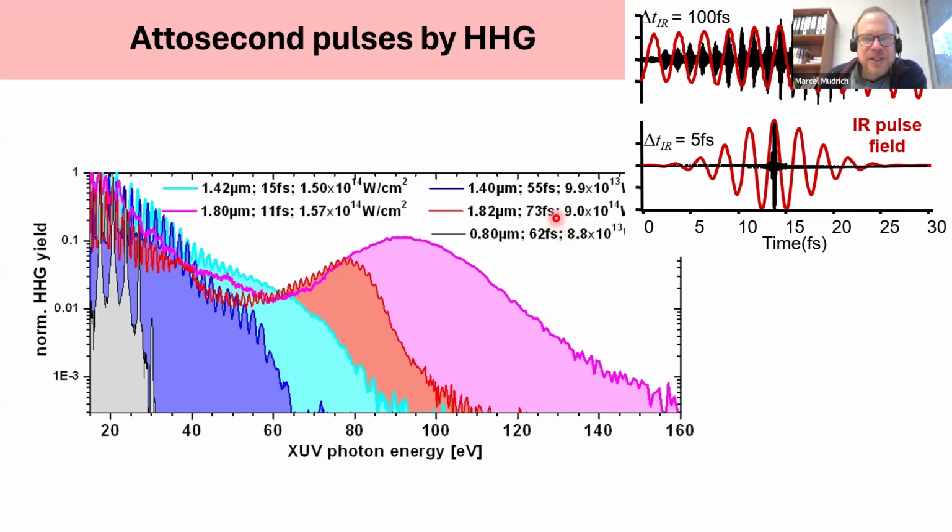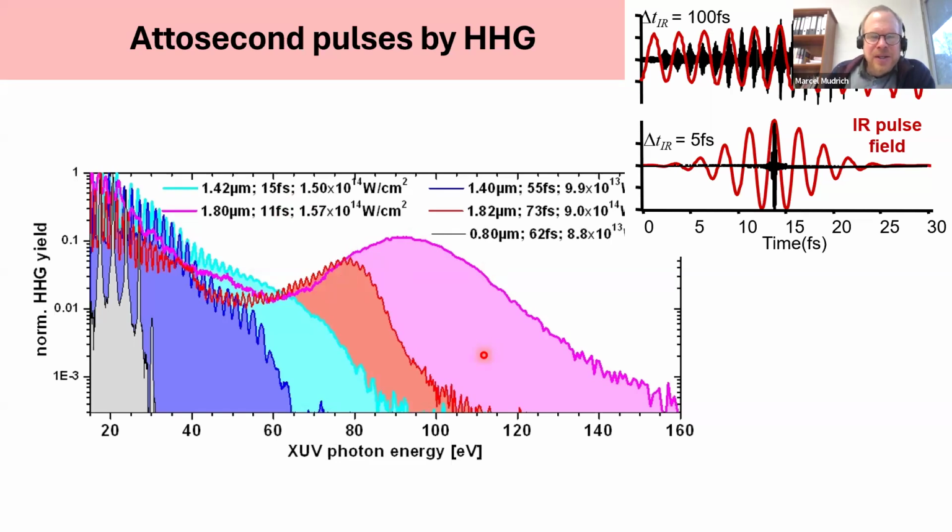If we actually manage to get to a very short pulse regime, this shows different pulse lengths and different wavelengths, from 70 femtoseconds, 1.8 micrometer, down to only 11 femtoseconds, 1.8 micrometer. That's the pink. Then you can see that this high harmonic spectrum, which contains many harmonics, eventually develops a very structureless, broad part of the spectrum. And this is really the interesting part in this particular experiment.